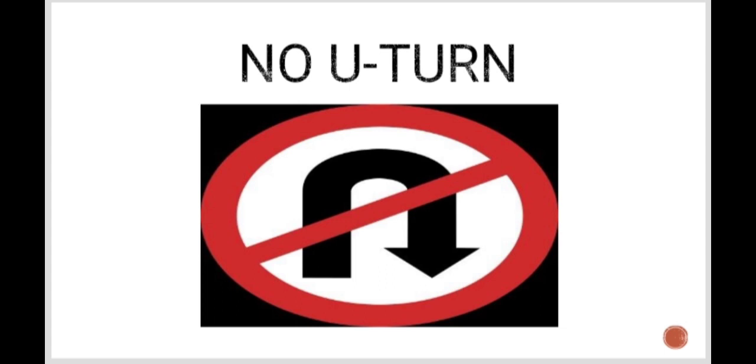Another one is no U-turn sign. This sign restricts drivers from making a U-turn at a specific location. It is usually a red circle with a black arrow turning in the opposite direction. Drivers must obey this sign and find an alternative road to change directions.